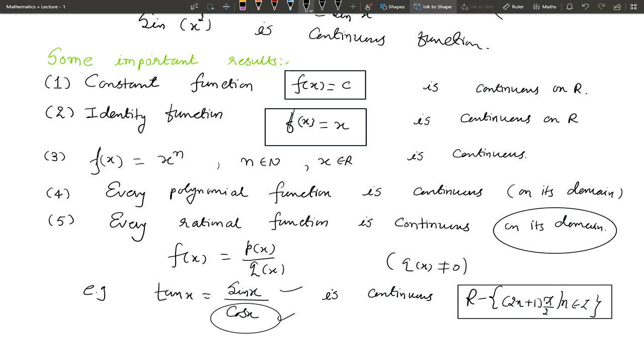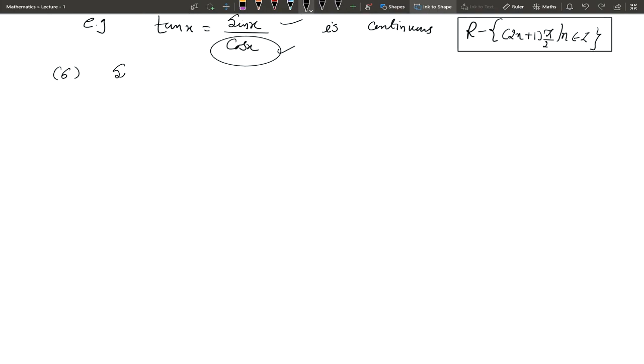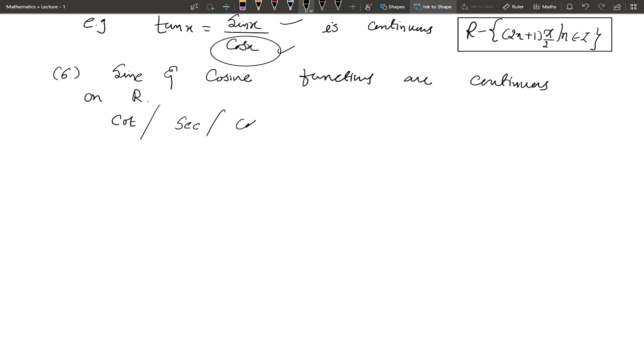Sixth, as we have discussed, sine and cos both are continuous on R. Sine and cosine functions are continuous on R. In future we will prove both are continuous on R. Similarly, the remaining trigonometric functions tan, cot, sec, cosec are all continuous functions on their domain.